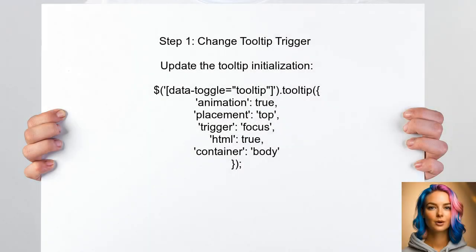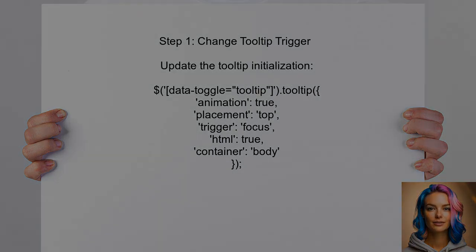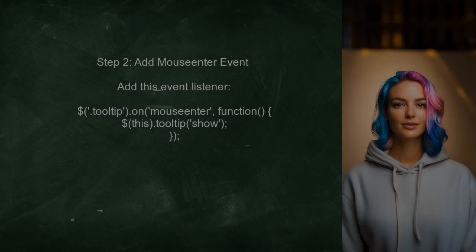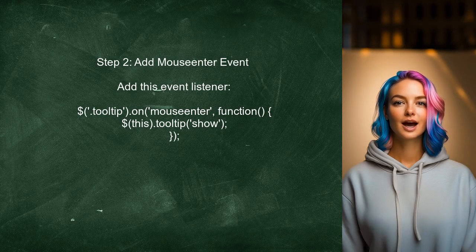To allow users to click on a link within the tooltip, the user needs to change the tooltip trigger from hover to focus. This way, the tooltip will remain visible when the user hovers over it. Next, the user should ensure that the tooltip remains visible when the mouse hovers over the tooltip text. This can be achieved by adding a mouse enter event to the tooltip.